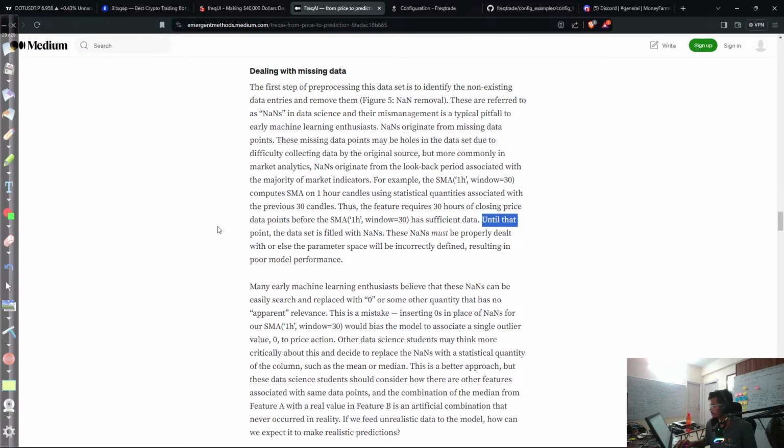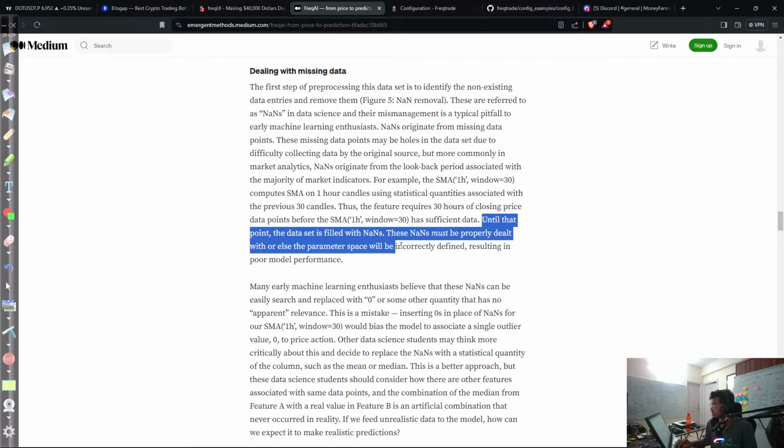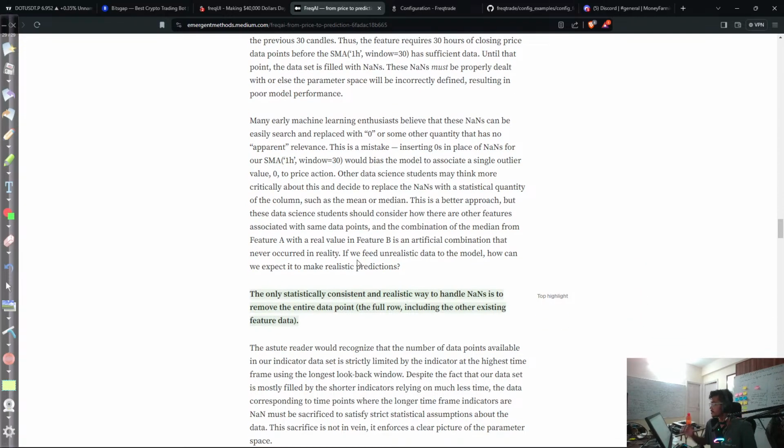So until that point, the data set is filled with NaNs. These NaNs must be properly dealt with, or else the parameter space will be incorrectly defined, resulting in poor model performance. And trust me, we don't want that. All right. So we want our model to perform really, really well.